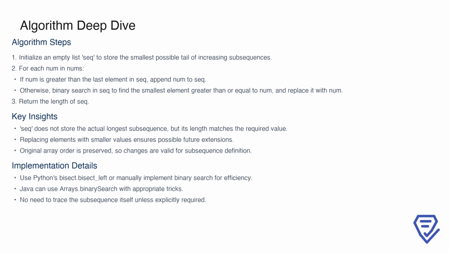A critical insight is that seek does not preserve the actual sequence, but its length at the end is exactly the answer we need. By always trying to keep seek as small as possible and replacing larger values, we leave options open to create future longer sequences without violating the problem's definition. This technique also guarantees that the resulting length is correct while providing the best efficiency possible.